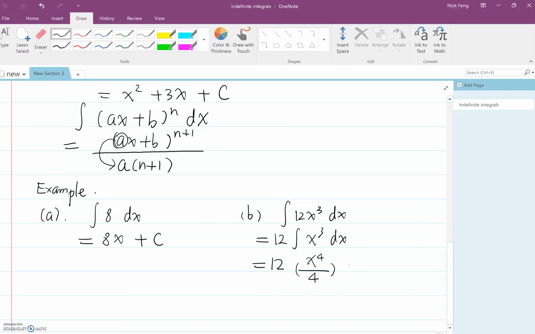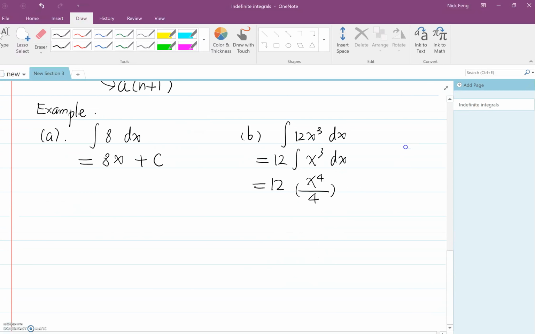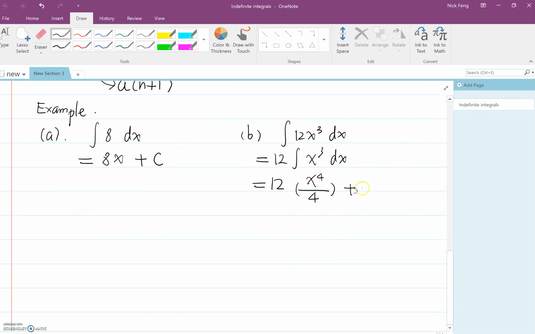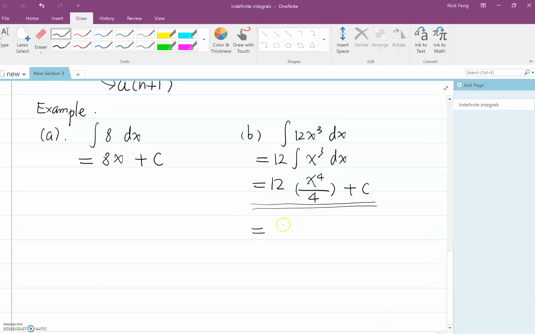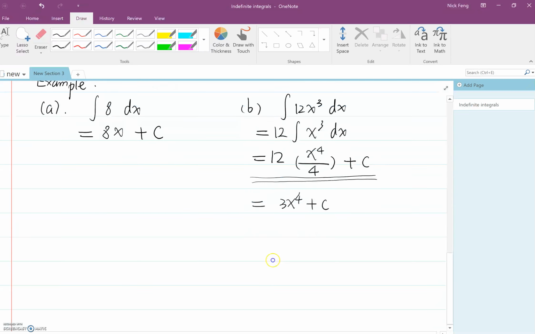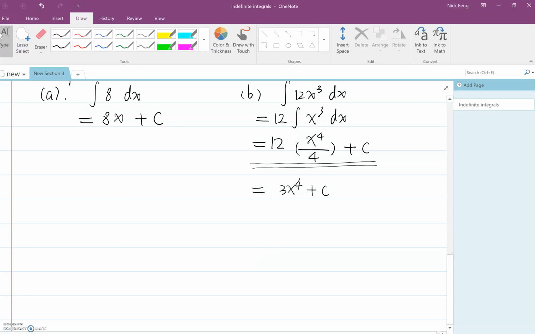Now remember, even though this is not the final line for your answer, you add plus c straight away once you have finished your integration. In other words, this line has no integral anymore. Therefore, we add plus c. And so the final answer is 3x to the power 4 plus c. Okay, so again, it's nothing different from what we did before, except for the plus c instead of putting the values in.